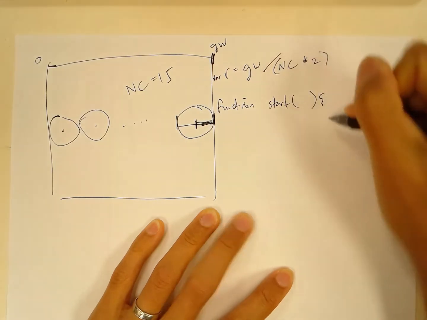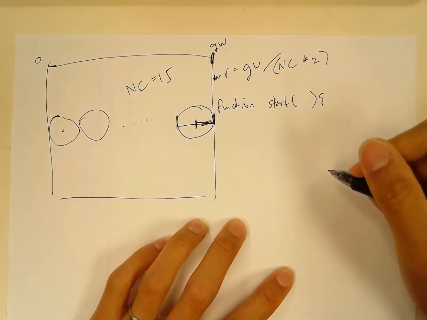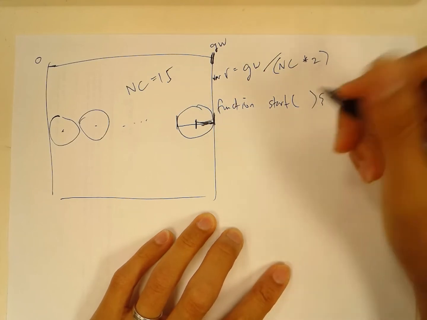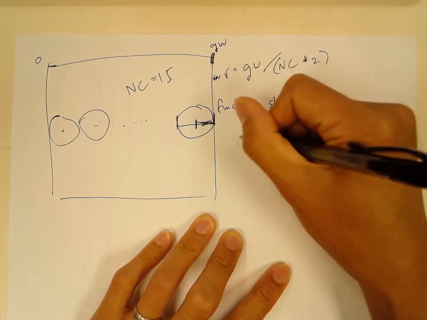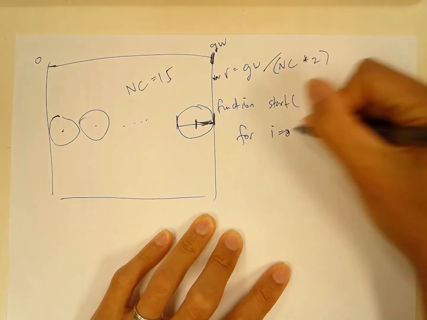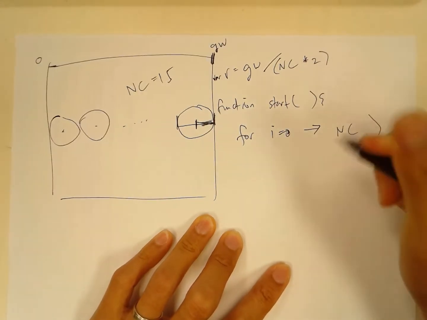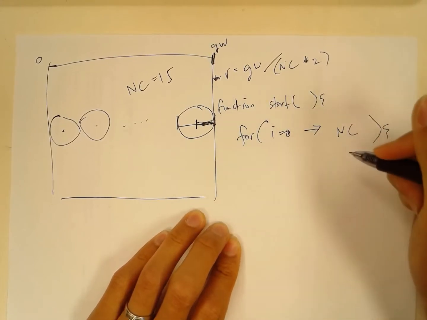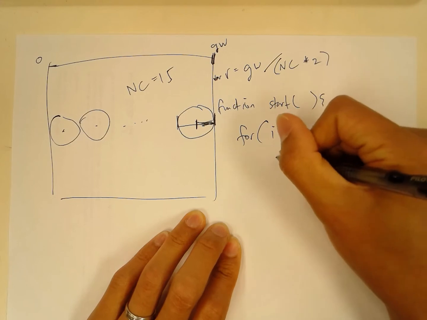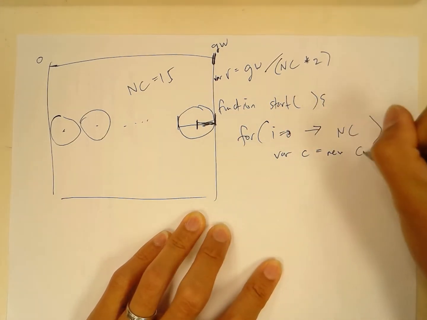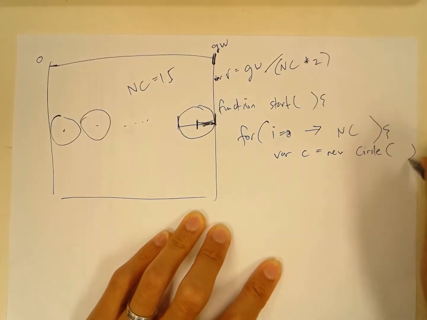And then in our function start, what do we need to do? We need to make our circle, but we're going to be making our circles in a for loop. So we're going to have for i is equal to 0 up to numCircles, right? So we're going to have 15 iterations of this for loop. And inside, we need to create a circle. So we're going to say var circle is equal to new Circle. And inside of here, we're going to say radius.